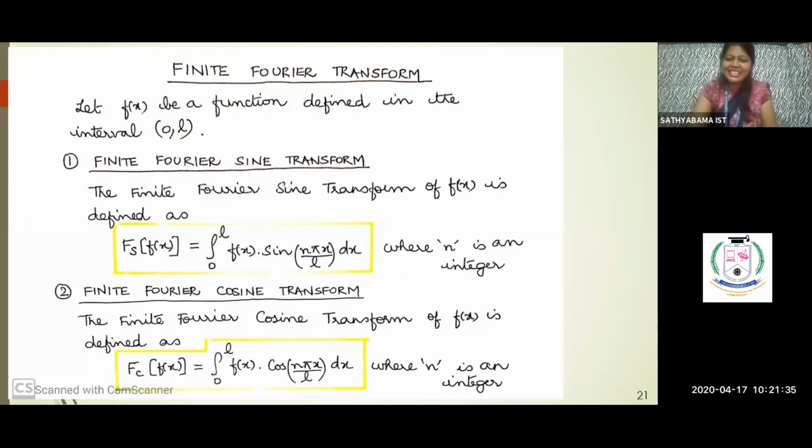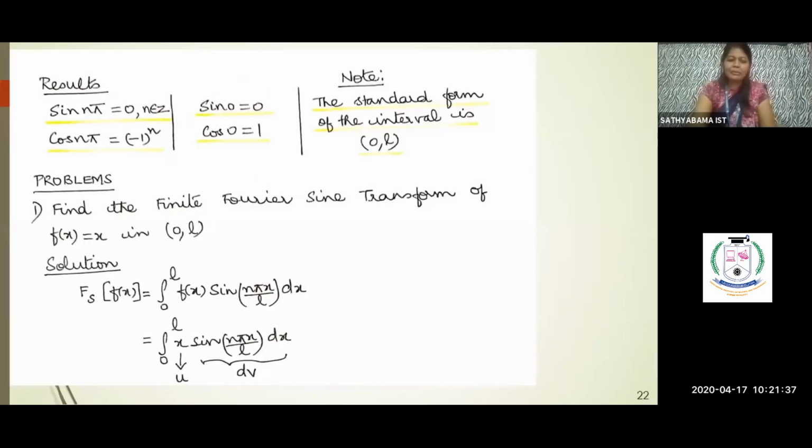So let's just look at two problems, very simple ones. Before we go on to the problems, these are standard results that you have to know. Now, I'm sure you know this. Sine n pi is 0 always for any n belonging to Z. For any integer n, sine n pi is always 0. So sine pi, sine 2 pi, sine 3 pi, sine of minus 4 pi, they're all 0.